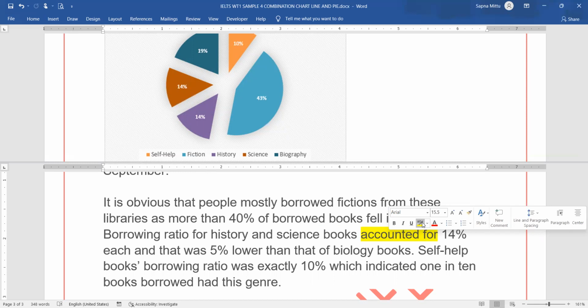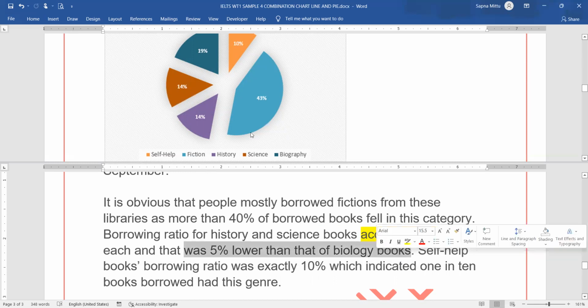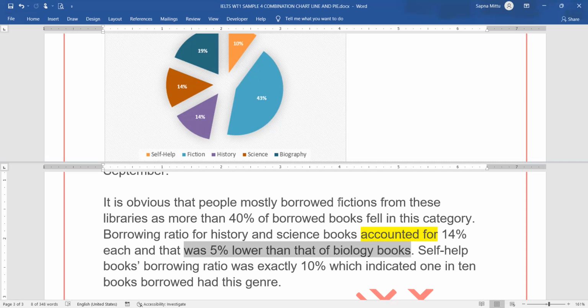So अभी next है which was 5% lower than that of, we have not mentioned 19%, हमने कर दिया कि 14% है, which was 5% lower than biology books. So in this case you have completed the task. You have written 2 body paragraphs. One was for the line graph, another was for pie chart. And this is also 10% को कैसे लिखा है, which indicated 1 in 10. 10% को 1 in 10 भी लिख सकते हैं.